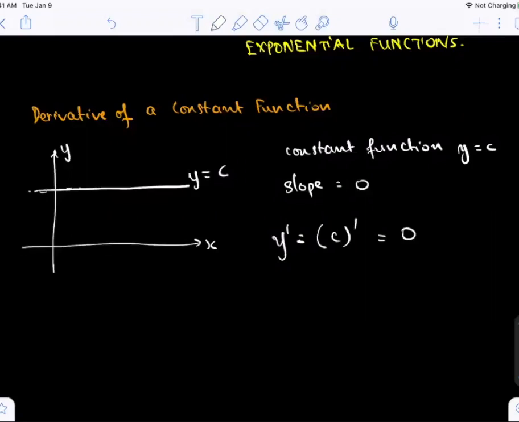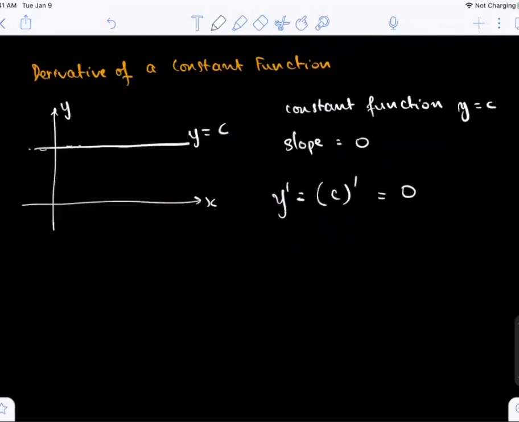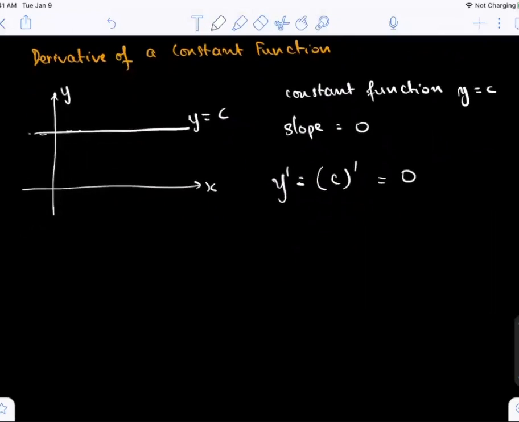In fact, the derivative of any constant function is going to be equal to 0. So that's the very first formula about derivatives that you're going to see. The derivative of a constant function is always equal to 0. So when f of x is equal to c, f prime of x is equal to 0.